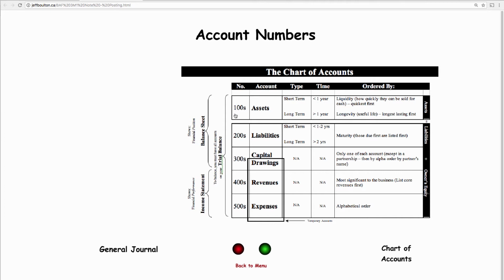So assets start with 1s, no exception. Liabilities start with 2s. Capital and your drawings accounts will start with 3s. Your revenues always with 4s, and expenses start with 5s. Period. Now, if you think you're going to have a lot of expense accounts, then obviously don't number your first one 501 and your next one 502. You need to leave space in between. So you'd go 500 for your first one. Next one would be 505 or 510. So go up by 5s or 10s when you're numbering accounts.